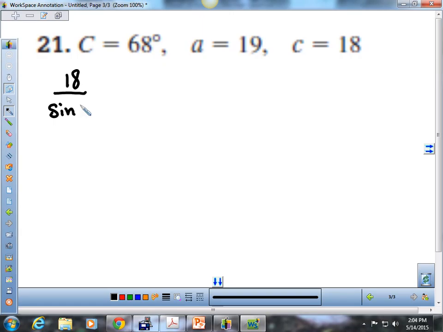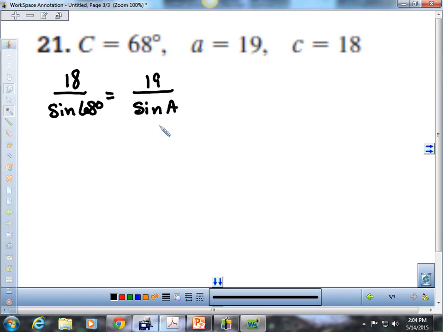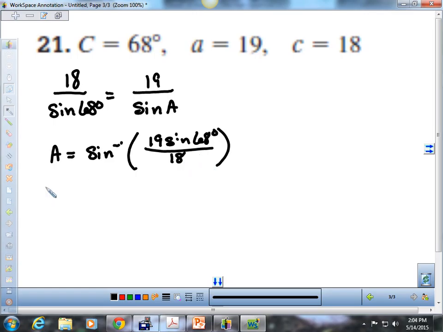18 over the sine of 68 degrees equals 19 over the sine of angle A. Okay, so we're going to say that angle A is equal to inverse sine of 19 sine 68 degrees over 18. And we're going to say then that angle A could be this or that, right? Okay, and so then this is going to lead us into 2 triangles that we need to solve.